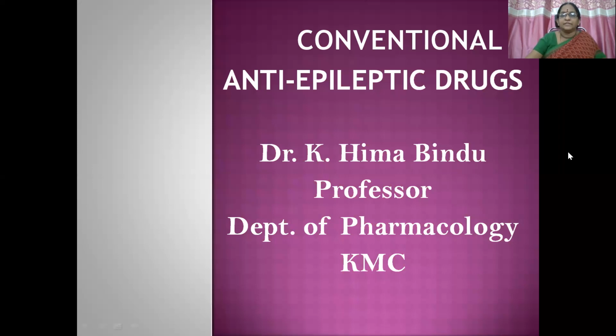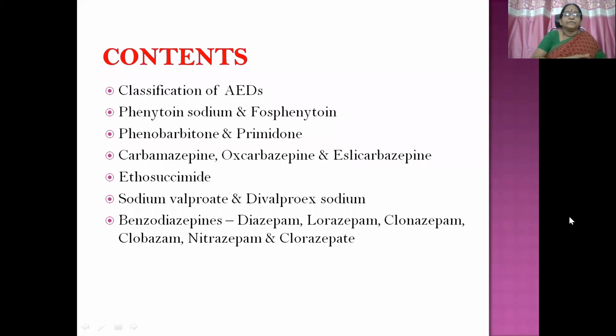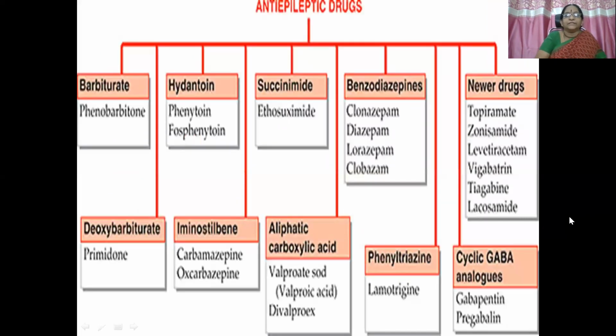So, in this second session, I'm going to discuss something about conventional anti-epileptic drugs. So, let us see the details about it. We are going to discuss the classification of anti-epileptic drugs, phenytoin sodium and fosphenytoin, and all the other drugs like phenobarbital and primidone, carbamazepine, oxcarbazepine, eslicarbazepine, ethosuximide, sodium valproate, divalproex sodium, and all the other types of benzodiazepines in this session. So first, classification of anti-epileptic drugs.